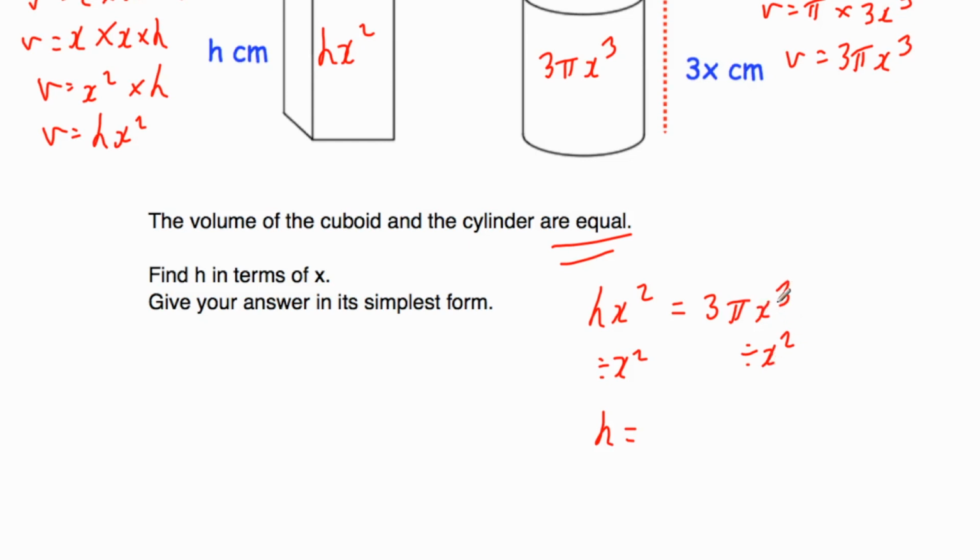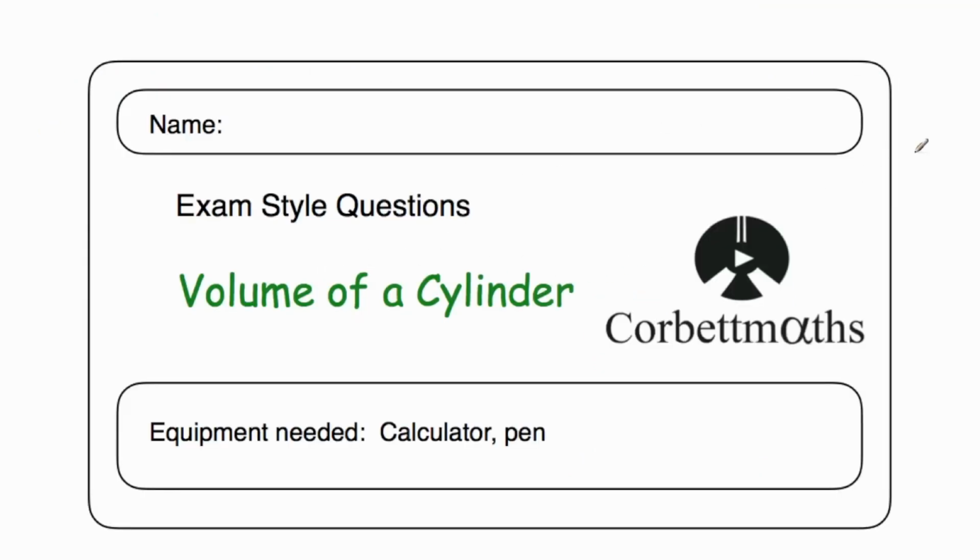Well, if you've got x cubed, which is x times x times x, and you're dividing that by x and by x again, you're just going to be left with x. So it'll be 3 pi x, and that's it. So h would be equal to 3 pi x. And that's it. So these have been the video solutions to the volume of a cylinder practice questions.